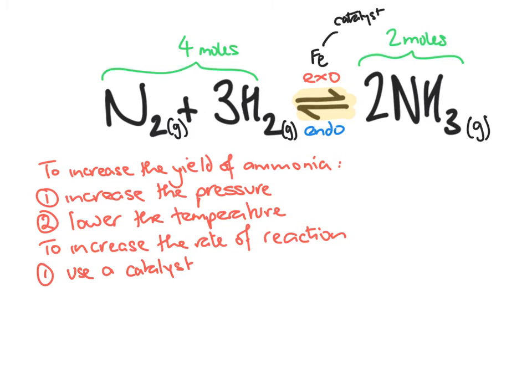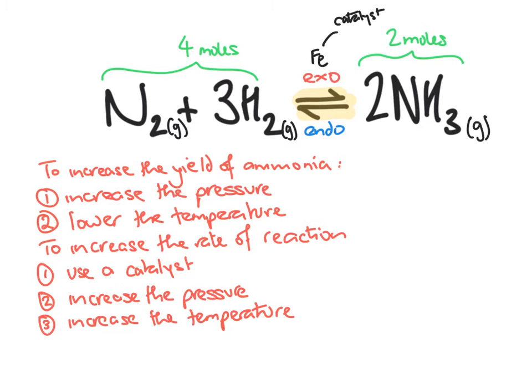Another factor that can affect the rate of reaction is pressure. The higher the pressure, the greater the frequency of collisions, so the greater the rate of reaction. So we would increase the pressure. Another factor that affects rate is temperature, because particles have to have the activation energy or greater for a collision to be successful. So we would increase the temperature. So we've considered factors that increase the yield of ammonia, and we've considered factors that increase the rate of reaction, i.e. how quickly we reach equilibrium.